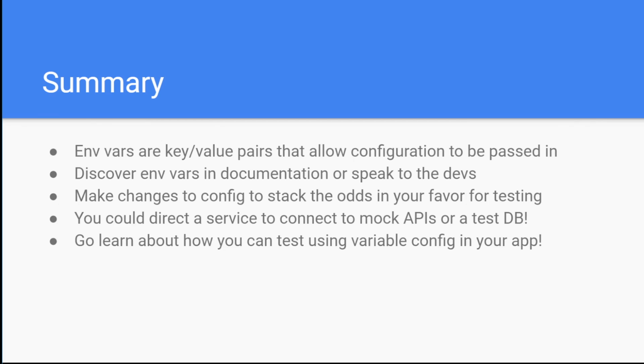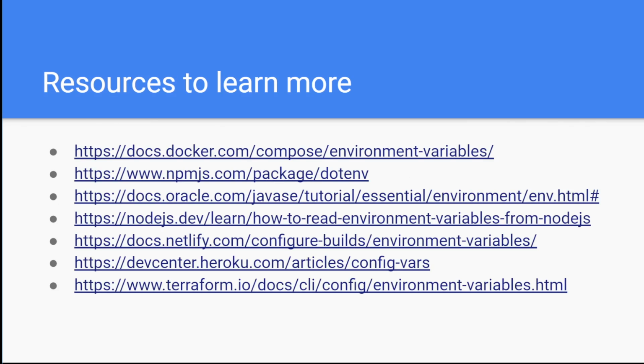Go learn about how you can test using variable config in your app. I'm sure you can find many creative ways to do this, and I'd be really interested to find out if you've used this to your advantage and what different creative things you've come up with.